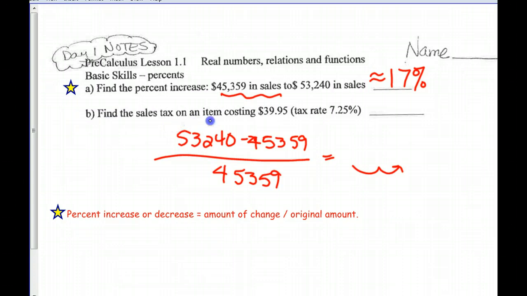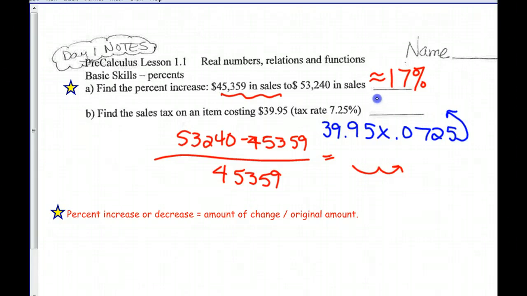All right, B says find the sales tax on an item costing this. Now, you guys are so smart that you get this wrong because you do more work than you're supposed to. What are we supposed to find? Only the tax, not the total due. Okay? So just take what? 39.95 times what? 0.07. Good job. And fill that in. 2.80. Thank you.